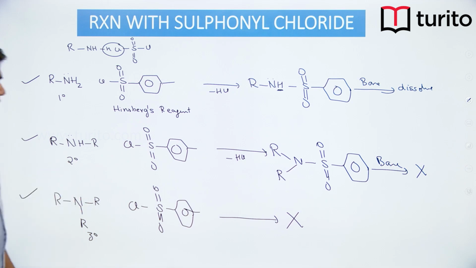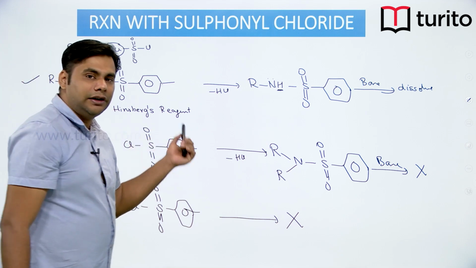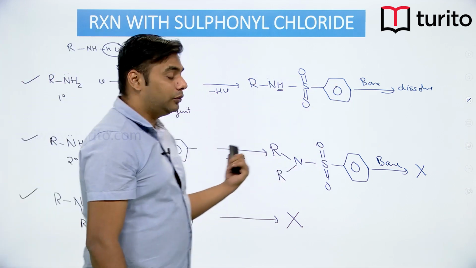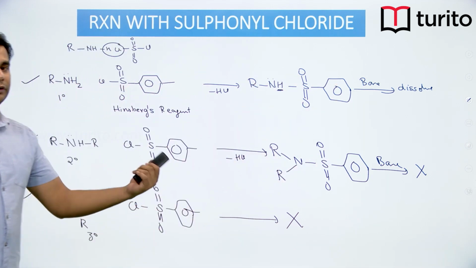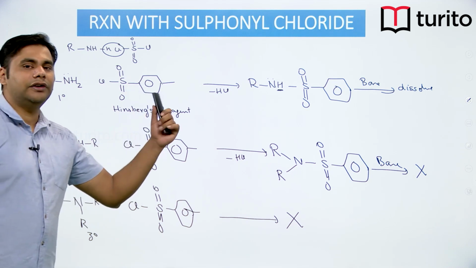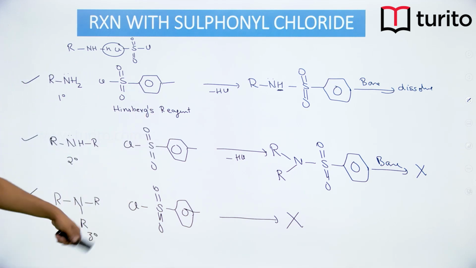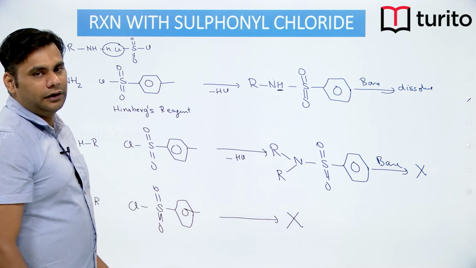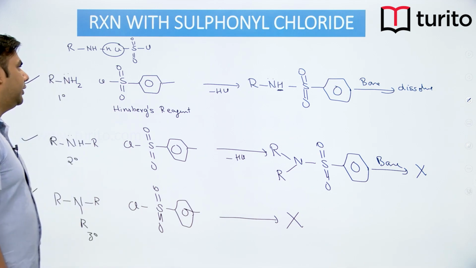Okay, so Hinsberg reagent is used to differentiate a 1 degree amine, 2 degree amine and a 3 degree amine. 1 degree amine reacts with Hinsberg reagent and then dissolves in a base, whereas 2 degree amine reacts with the Hinsberg reagent but does not dissolve in a base. So that will differentiate between 1 degree and 2 degree. 3 degree amine will not react with Hinsberg reagent, so that will differentiate the 3 degree amine.